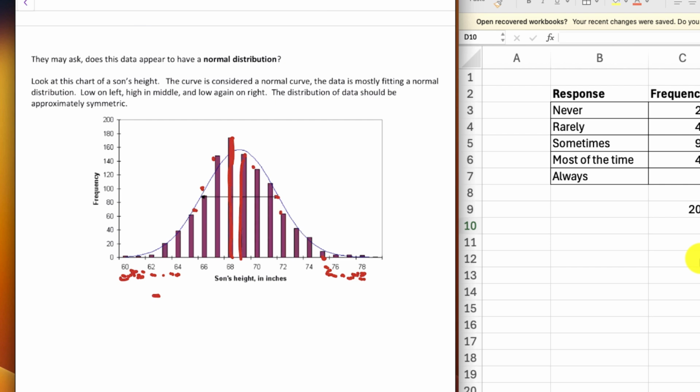So it says, look at this chart of the sun's height. The curve is considered a normal curve. The data is mostly fitting this normal distribution. Low on the left, high in the middle, and low on the right again. Now there's other types of distributions which we'll look at, but this is what they're saying is something normally distributed. It would match this kind of shape in data. So for 70, there are 120. Approximately 66, there are 82. And then is there about 82 over here? Not quite, but pretty close.